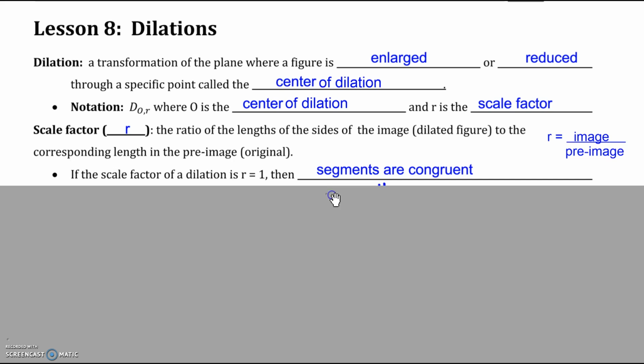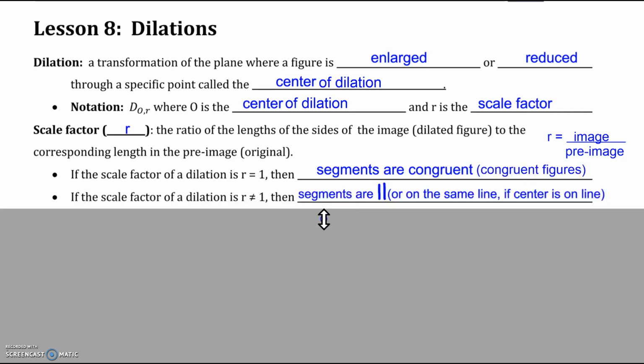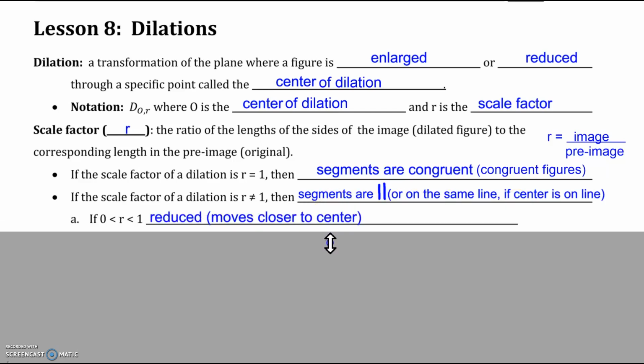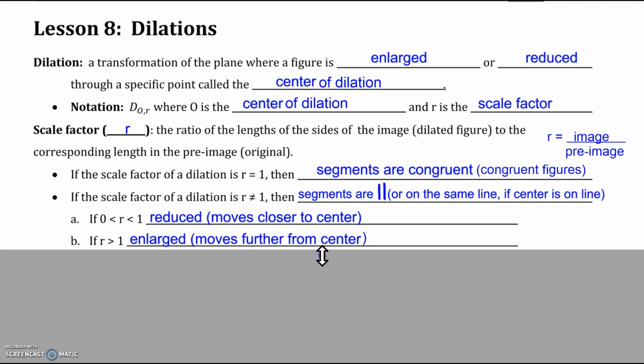These are actually congruent triangles or shapes. If your scale factor is not 1, then your segments are going to end up parallel, or they'll be on the same line if you're dilating through a center that's on the original line, and we'll show you that. Okay. If the number for your scale factor is between 0 and 1, so it's a fraction or a decimal, then the figure is going to get smaller. It's going to move closer to the center of dilation. And if it's bigger than 1, it's going to get enlarged.